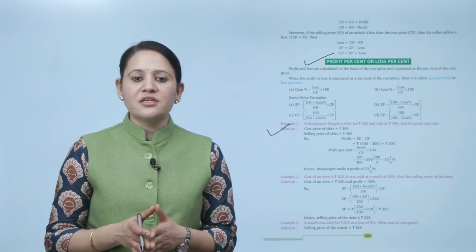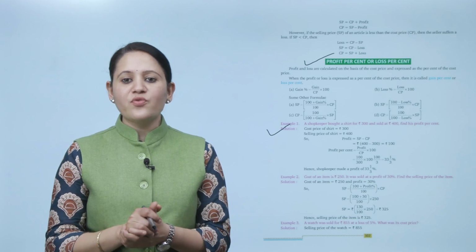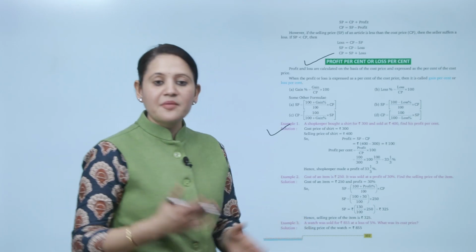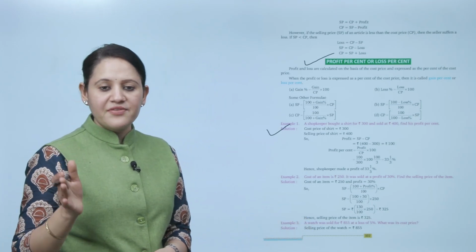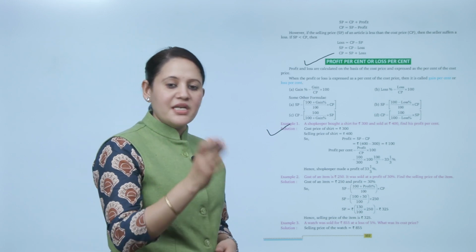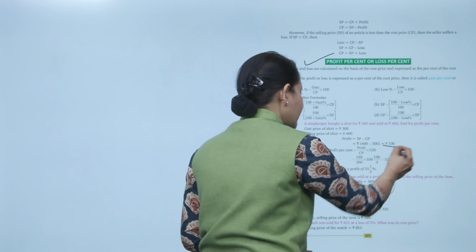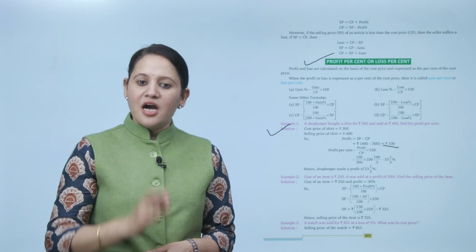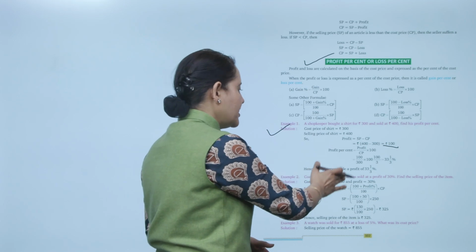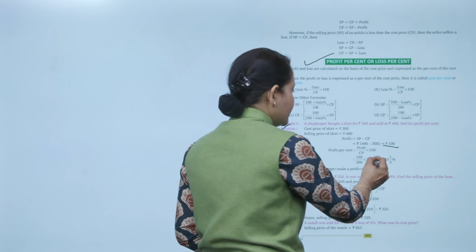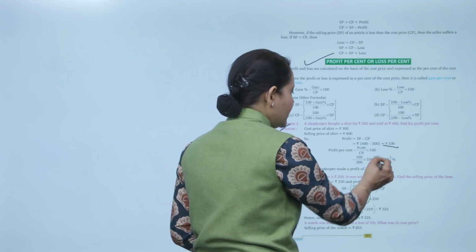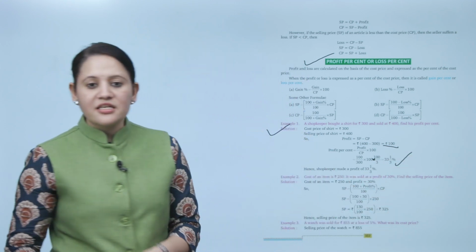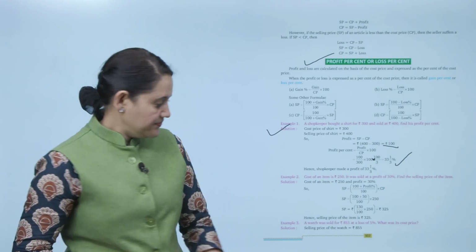A shopkeeper bought a shirt for rupees 300 and sold at rupees 400. Find his profit percent. So cost price is 300 and selling price is 400. That means he is having profit. How much profit? SP minus CP. So 400 minus 300, rupees 100. So now we have to find the profit percentage. The formula of profit percentage is profit upon CP into 100. So 100 upon 300 into 100. That is equals to 100 upon 3, 33 1/3%. That is the profit made by shopkeeper. Clear?